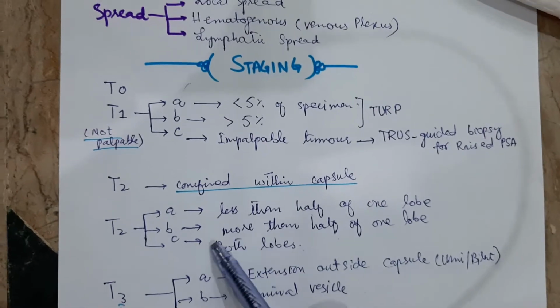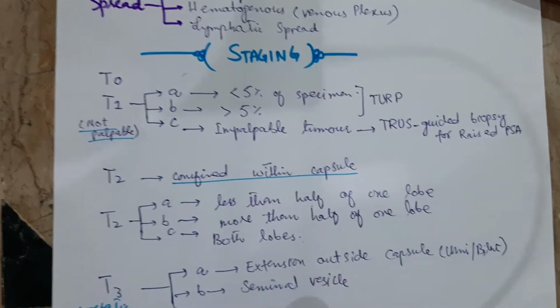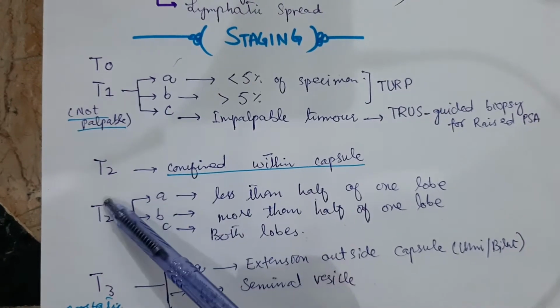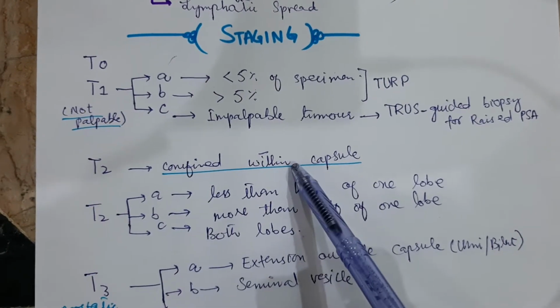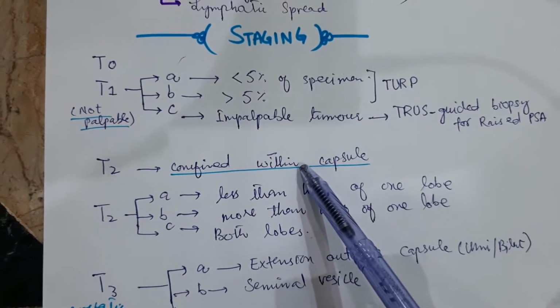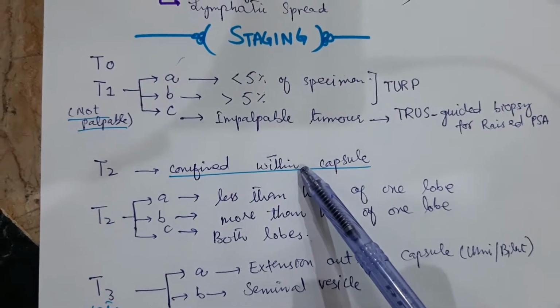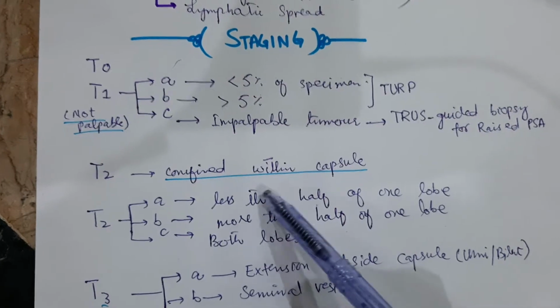Clinical features vary in different stages of the tumor. For localized T1 and T2, which is confined within the capsule, they may be asymptomatic, or they may have symptoms of lower urinary tract symptoms and hematuria.